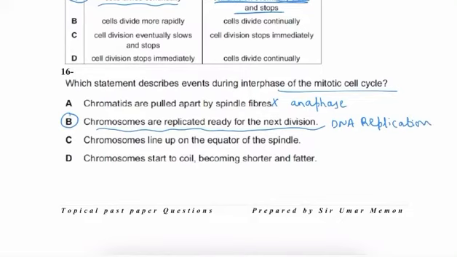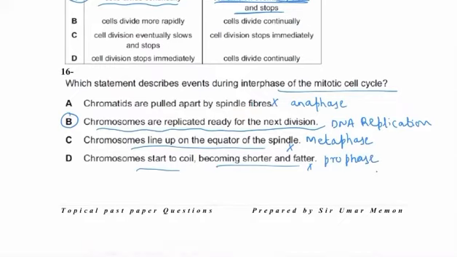Okay, let's rule out the option C. Chromosomes line up on the equator of the spindle. This does not occur in interphase. This occurs in metaphase, in which chromosomes line up on the equator of the spindle. Chromosomes start to coil, becoming shorter and fatter. This occurs in prophase.